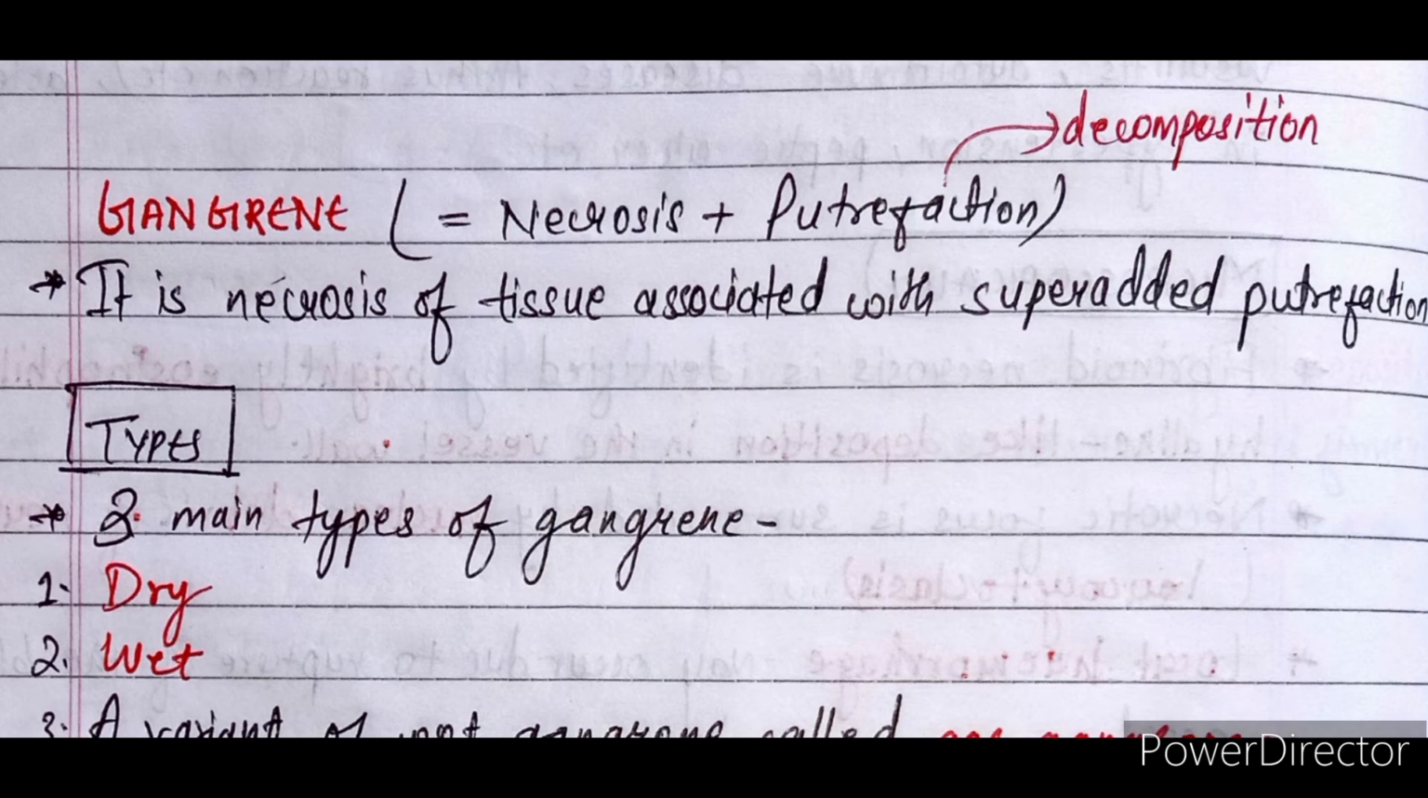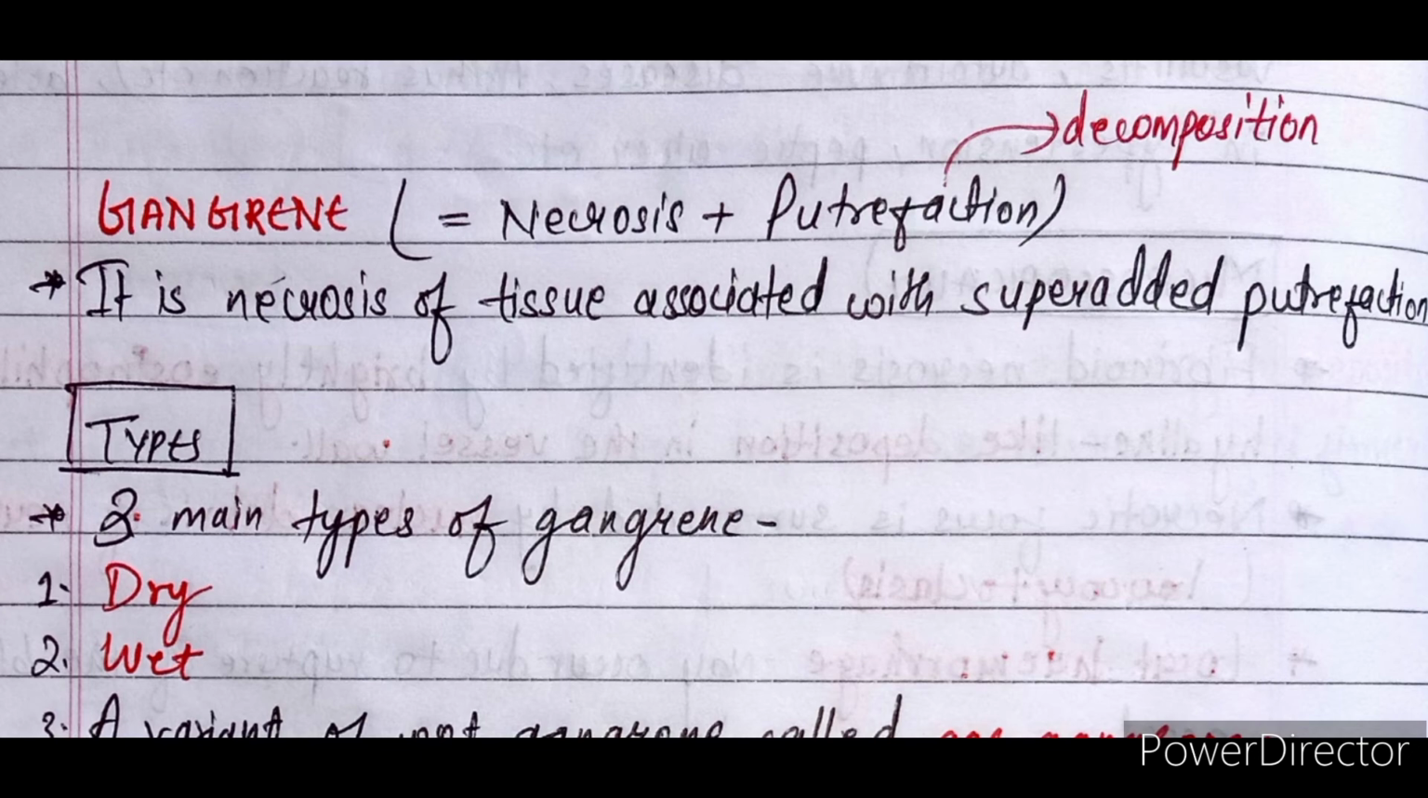So in a human body, if any type of necrosis takes place in any organ, then that tissue will attract bacteria, and that bacteria will cause decomposition or putrefaction of those dead cells. So this is all about the gangrene definition.